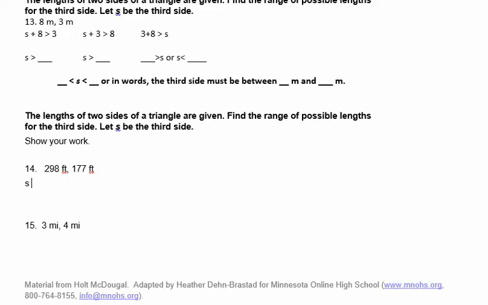So we're going to call the missing side s. I know that s plus 298 has to be greater than 177. I also know that s plus 177 has to be greater than 298. So those are the 2 that will determine your lower range. And then I know that the missing side, so I'll put the 2 sides I know, 177 plus 298 is going to be greater than the missing side. And that will give me my upper range. And then you'll put it together with your lower range is less than s is less than, and then you put your upper number in here.